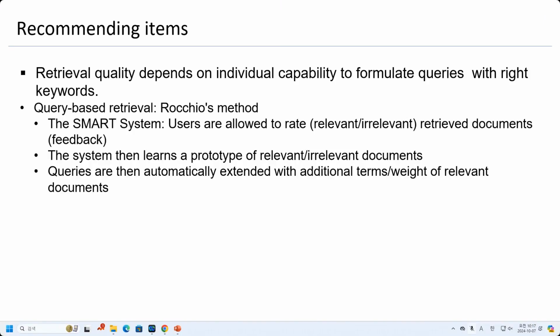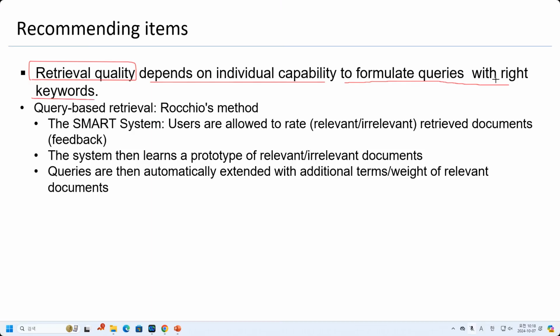For the recommendation, we can also use some other methods to look at the retrieval quality. What does it mean by retrieval quality? The retrieval quality depends on individual capability to formulate queries with the right keywords. So if they are so long words, it will be difficult for us to understand.